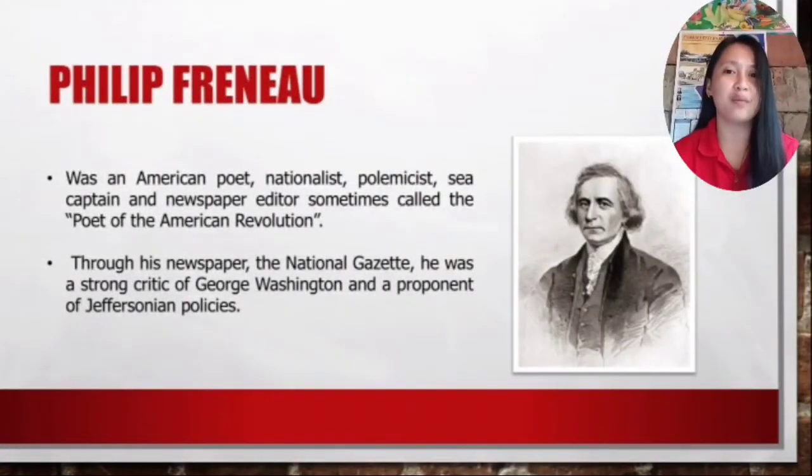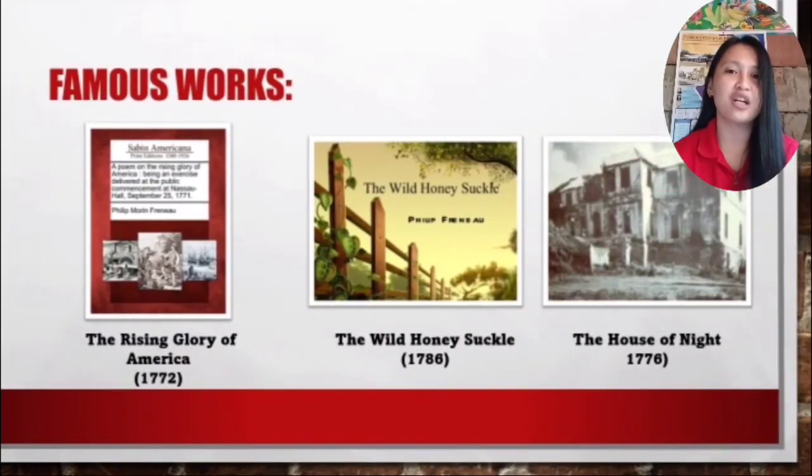Next is Philip Morin Freneau. He was an American poet, nationalist, polemicist, sea captain, and newspaper editor. He is also sometimes called the poet of the American Revolution. Aside from that, he was a strong critic of George Washington and a proponent of Jeffersonian policies. His famous literary works are The Rising Glory of America in 1772, The Wild Honeysuckle in 1786, and The House of Night in 1776.